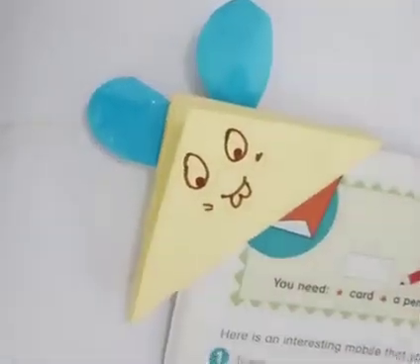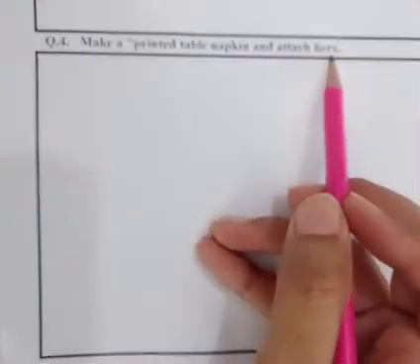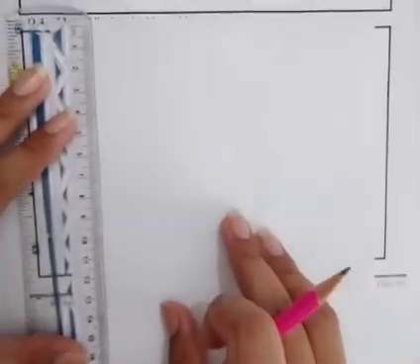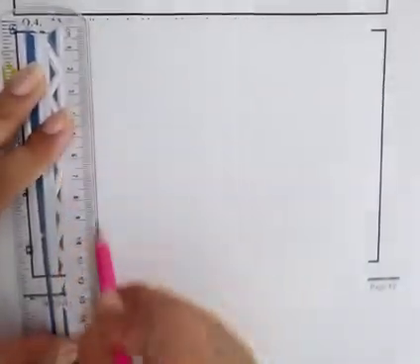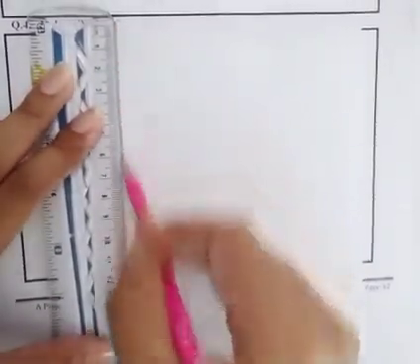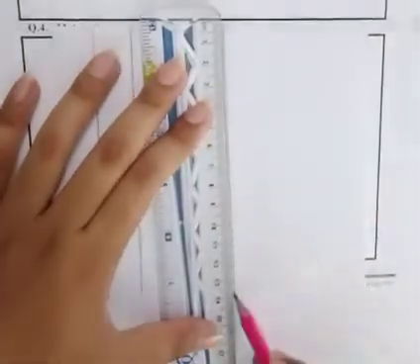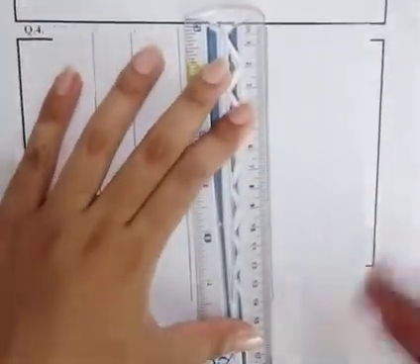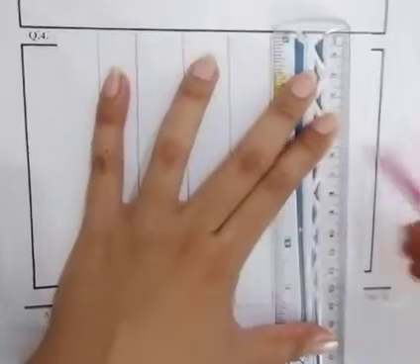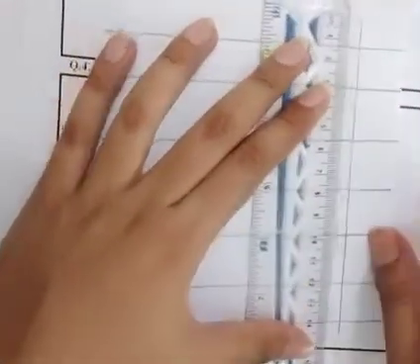Now move towards the last question. Question number 4. Make a printed table napkin and attach here. First of all, take a piece of paper like this. Now draw lines in a space. Now draw lines on another form.